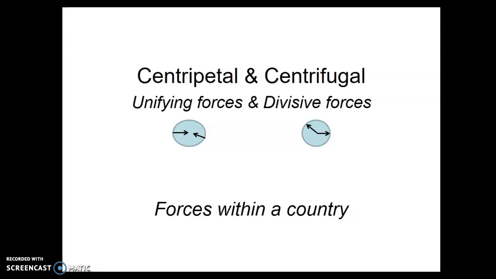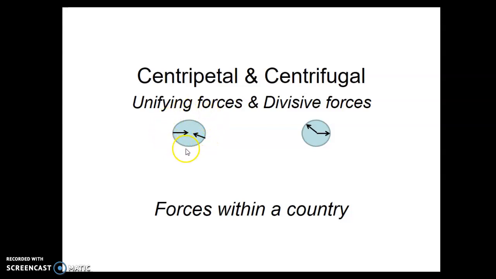Ms. KG is going to go over centripetal and centrifugal forces. We're going to fill out the second page chart of the binding and breaking forces. And before we fill out that chart, I want you to notice these cool little diagrams. I want you to draw these at the top.